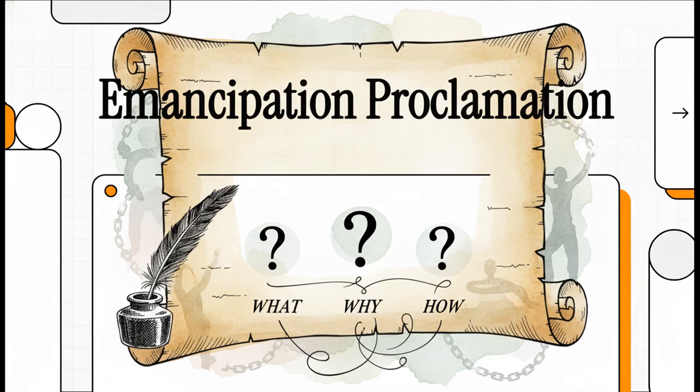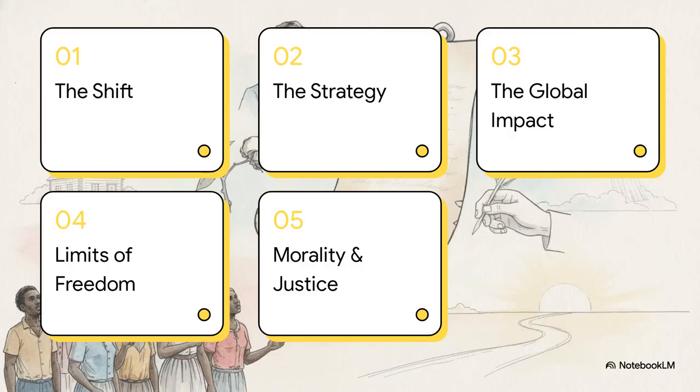We're jumping right into one of the most famous, literally game-changing documents in all of human history, the Emancipation Proclamation. We're going to unpack exactly how your curriculum presents this incredible piece of history, digging into the big what, why, and how. To get us there, here's our roadmap for this explainer. First, the war's new purpose. Then, waiting for the right time, the global impact, the limits of freedom, and finally, morality, education, and justice.